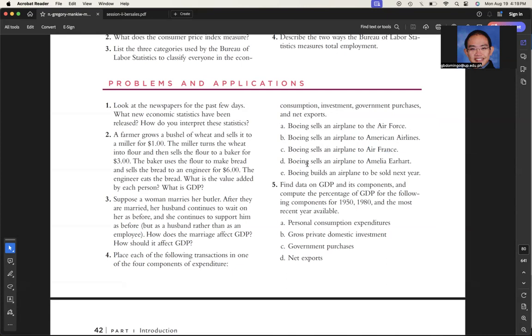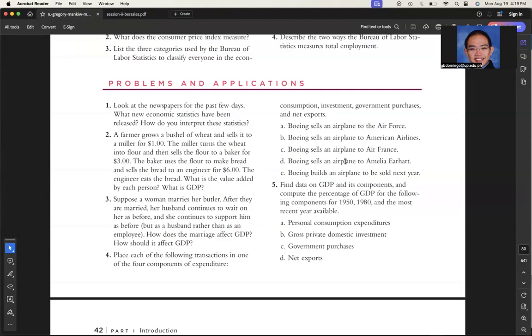The key thing here is that Air France is not part of the United States, and therefore this is an export. Boeing sells an airplane to Amelia Earhart. The context here is that she is not a professional pilot. Amelia Earhart is not American Airlines. She is not ferrying people from A to B. She is an explorer, and therefore she is buying an airplane to explore. This is something that she wants to spend her time on. Therefore, this is consumption. She's part of a household, and she's increased her consumption by buying a durable good. Again, we talked about non-durable versus durable goods.